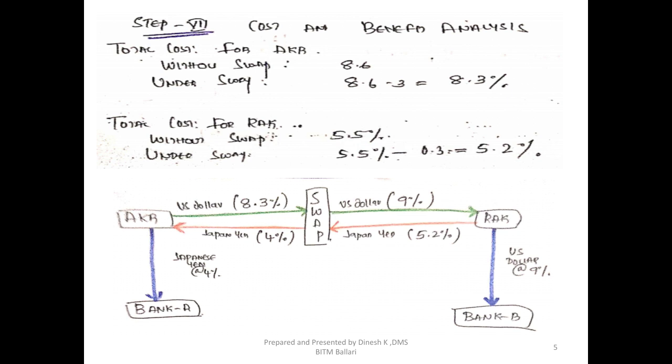Now coming to RAK, the total cost without swap was 5.5. Under swap they get a benefit of 0.3%, so the total cost under swap for RAK would be 5.2%. RAK will pay 5.2% in Japanese yen to the swap dealer. In return, the swap dealer will pay 4% to AKR, and AKR will transfer the same interest rate to the existing bank. Fine. So this is how the swap goes on for a currency swap. Thank you.